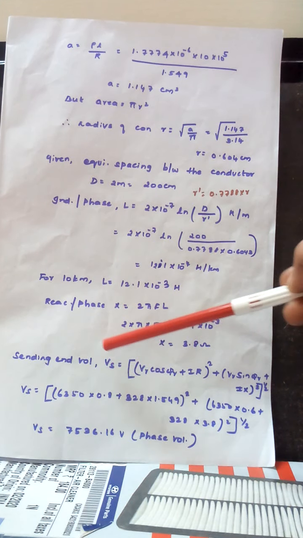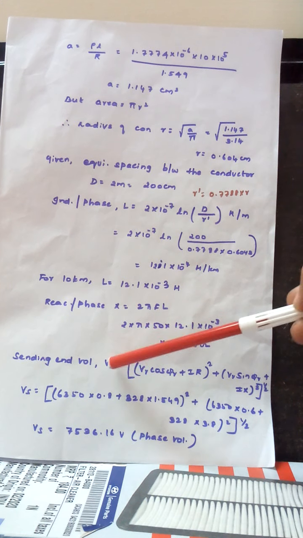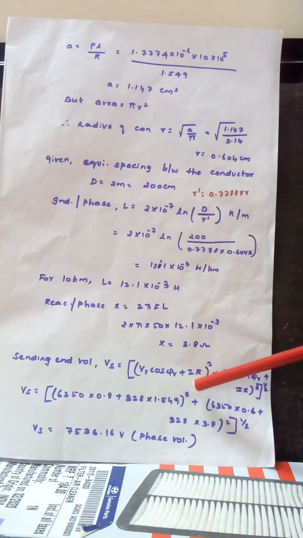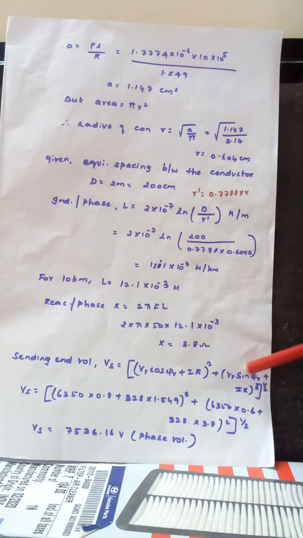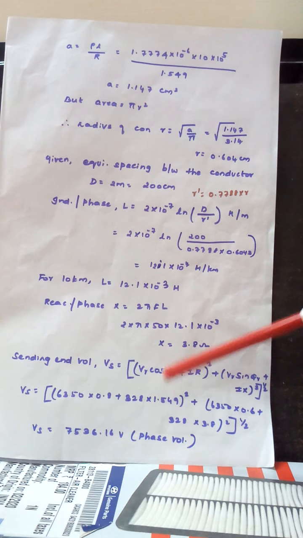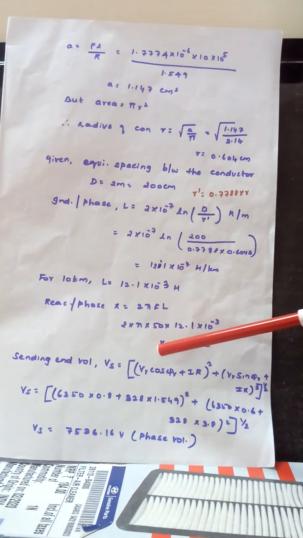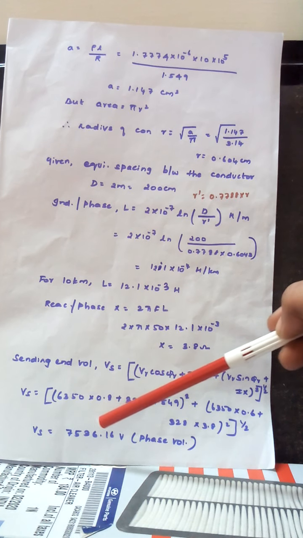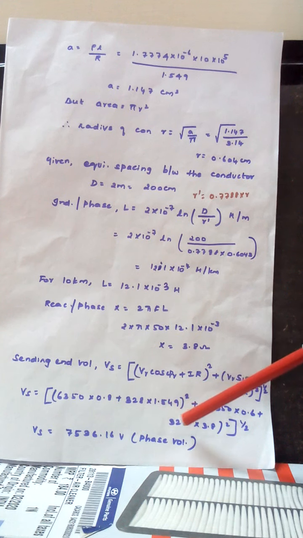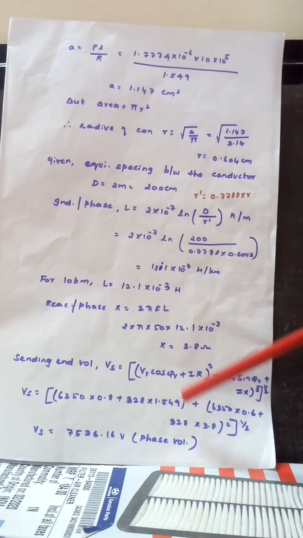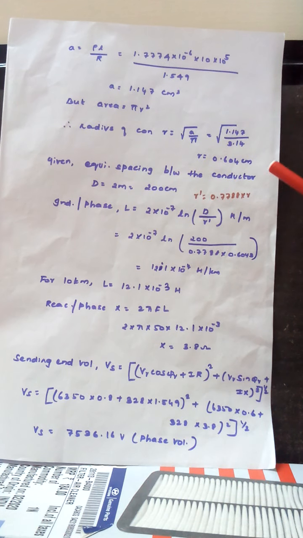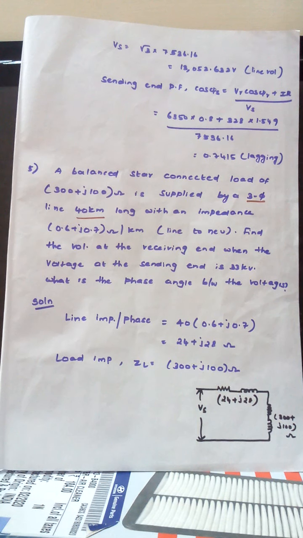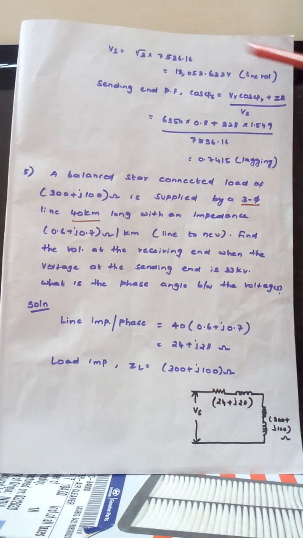We already know that for the lagging power factor, the sending end voltage formula is Vs equals [(VR cos φR + IR)² + (VR sin φR + IX)²]^(1/2). We know all the values, so if we substitute here, we get 7536.16 volt. Whatever we get is the phase voltage. Again, this phase voltage we have to convert into a line voltage, so we multiply by √3. From the phase voltage we are converting into the line voltage.